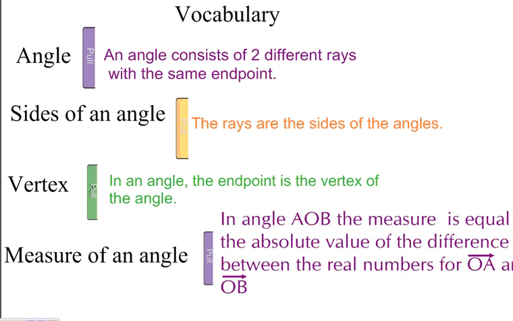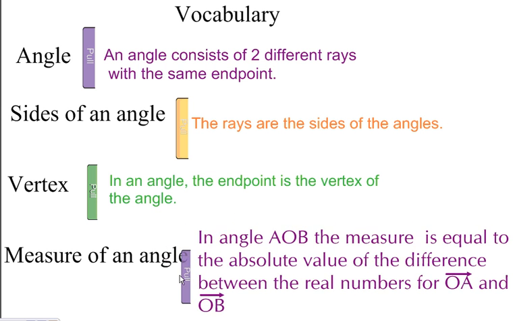And then the measure of the angle is equal to the absolute value of the difference between the real numbers for ray OA and OB, if we're dealing with angle AOB. And you'll see what I'm talking about in a second. This is just our official definition.